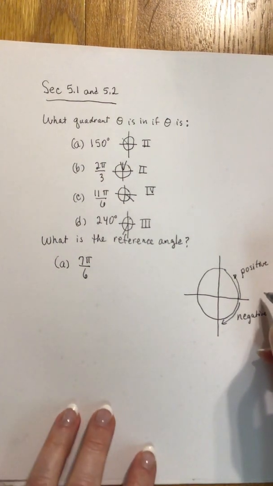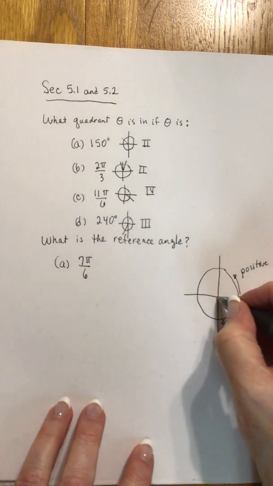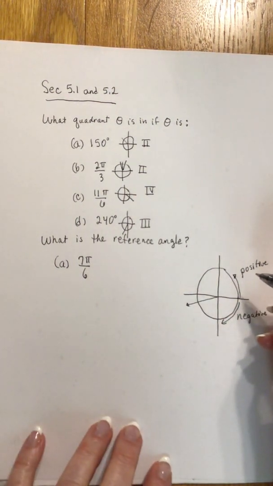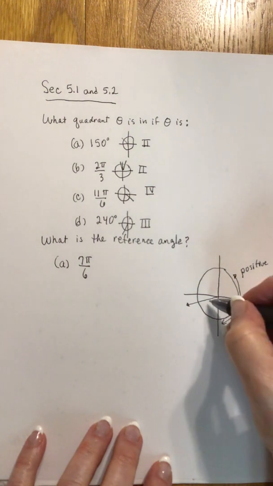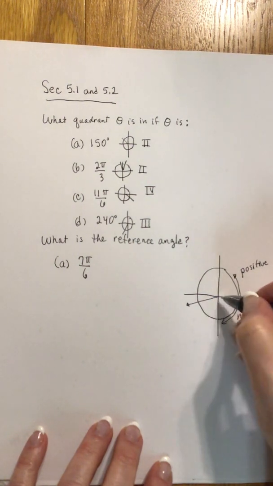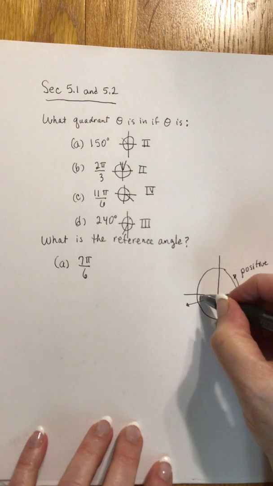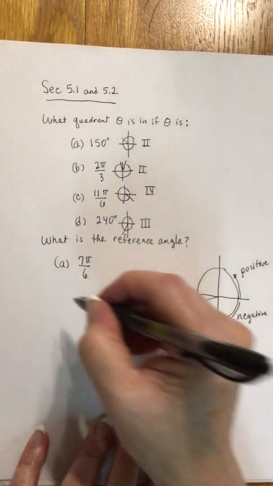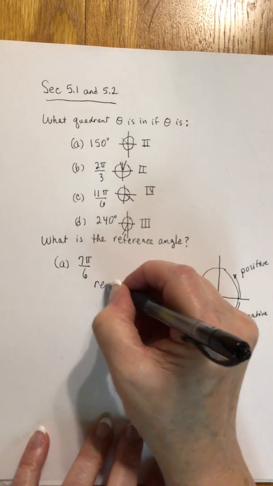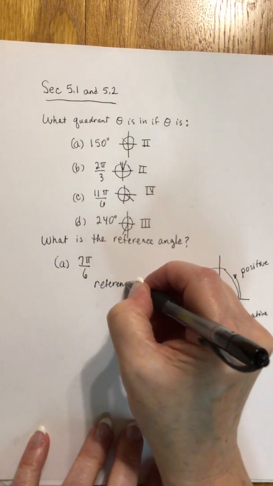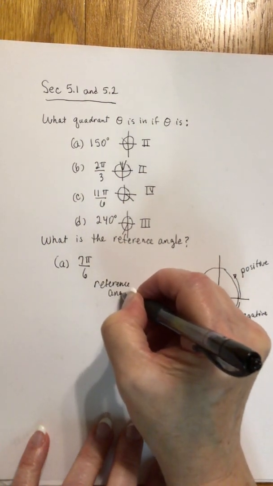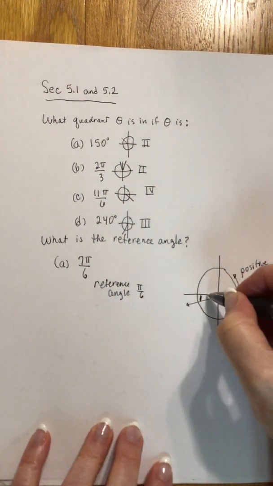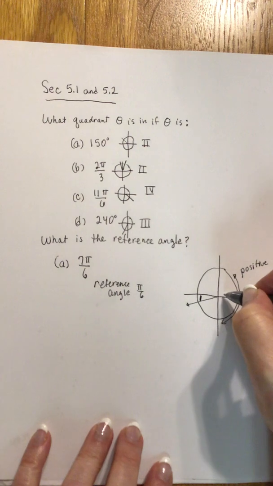So we're looking at a positive 7 pi over 6, which puts us over here. So the reference angle is the angle that you drop to the x-axis. So here we would drop it to here, to the x-axis. So we would be looking at pi over 6. So always go back to the x-axis.